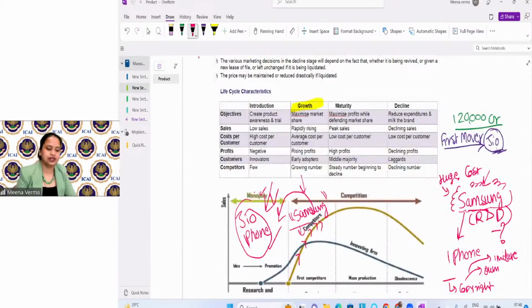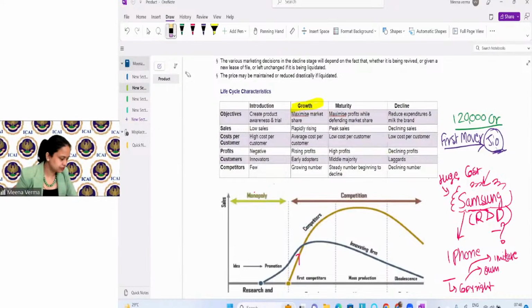Okay, so let's read the characteristics of the growth stage. I hope you all are understanding what I'm explaining here. All right, growth stage. So what will happen? The product will have the maximum market share in this stage, maximum sale, maximum profit in this stage, right? Sale will be rapidly rising, means steep rise in sale. Cost per unit will be average. Okay, it is not high. Profit will be high, rising a lot. Profit will rise a lot.